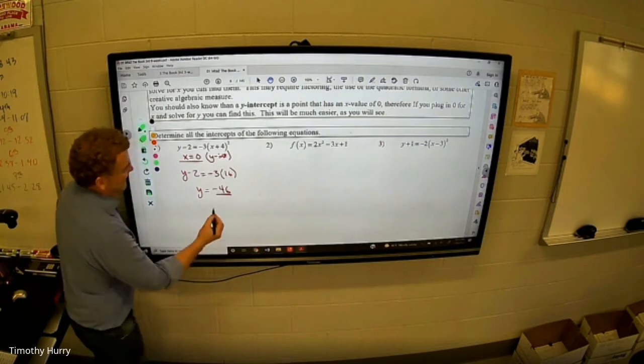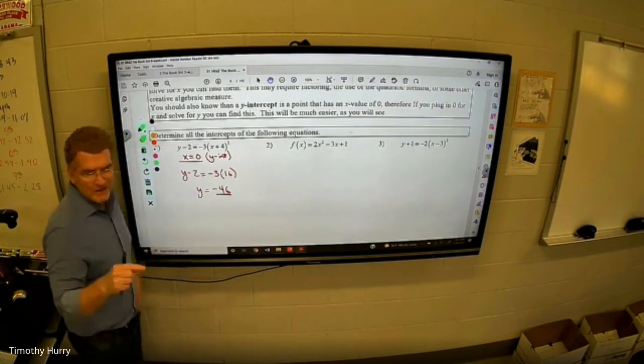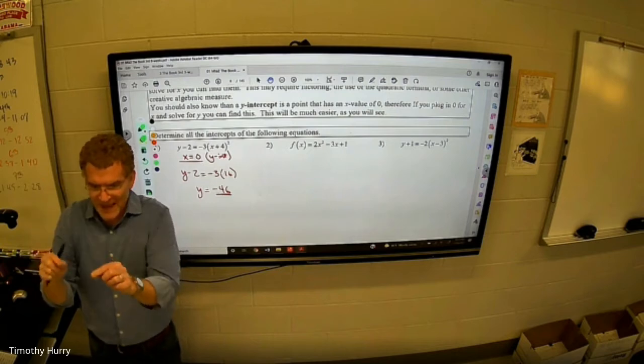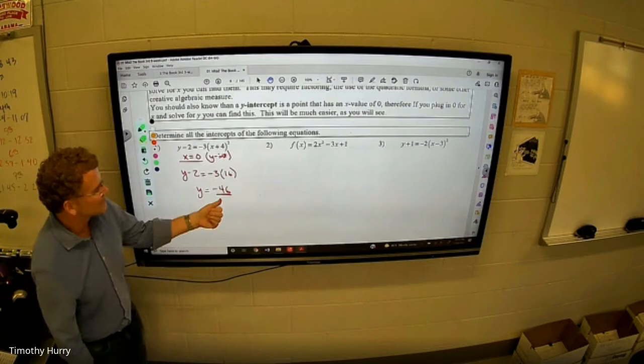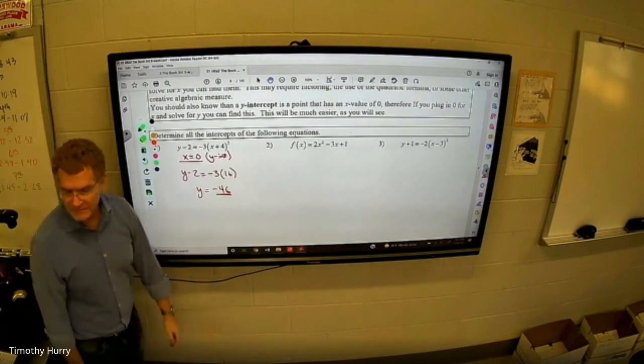And you can see that right here. When you plotted that point, when you plotted those intercepts, it was going down and we were way away from that y-axis. We're going to have to go way down before we ever hit that y-axis. Sure enough, it was down there at -46.